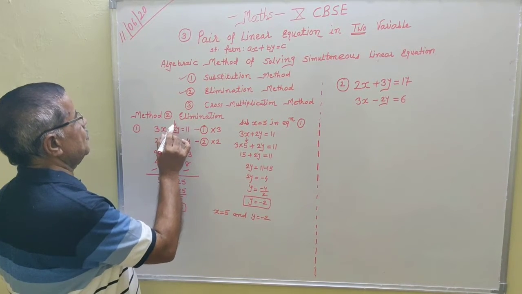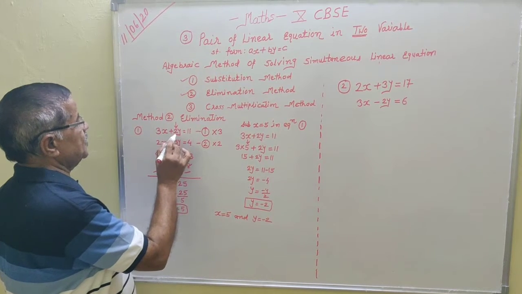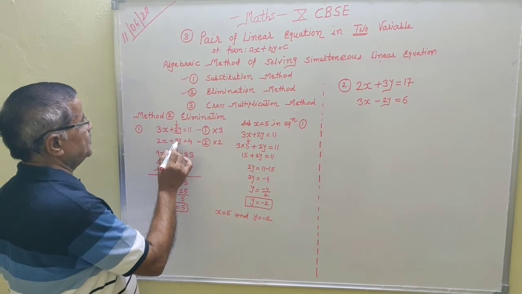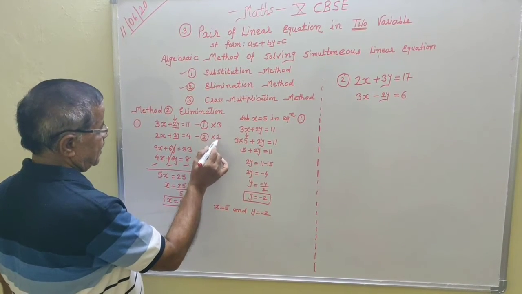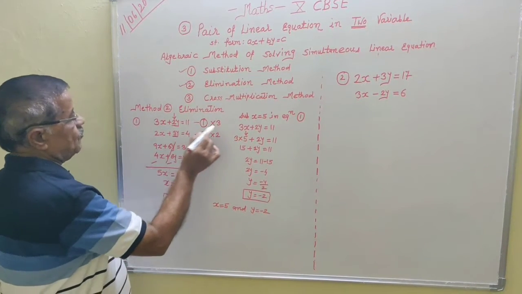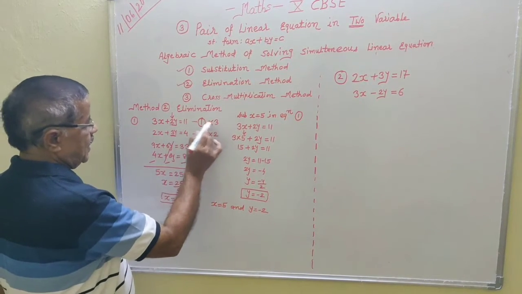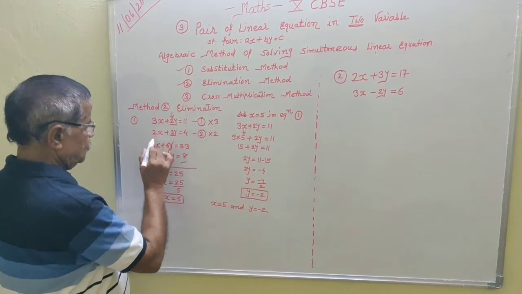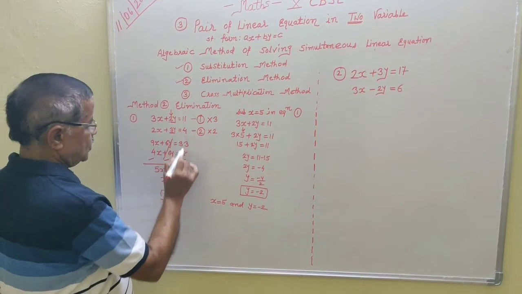The coefficient of y in the first equation is 2, and in the second equation it is 3. So I will cross multiply the first equation by 3 and the second equation by 2. So what I will get: 3 times 3 is 9x, 3 times 2 is 6y, 11 times 3 is 33, 2 times 2 is 4x plus 3 times 2 is 6y, and 4 times 2 is 8.